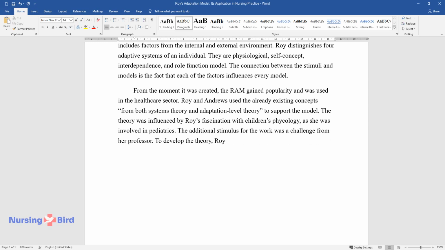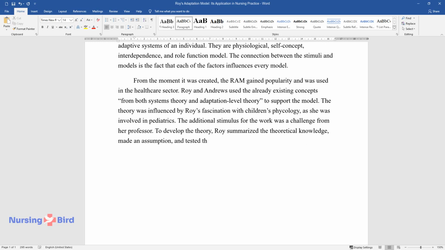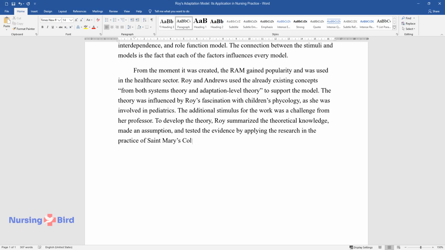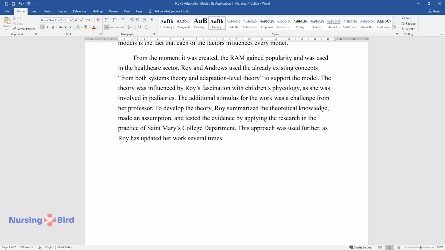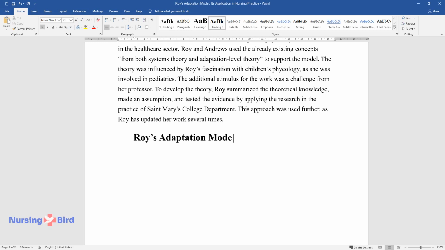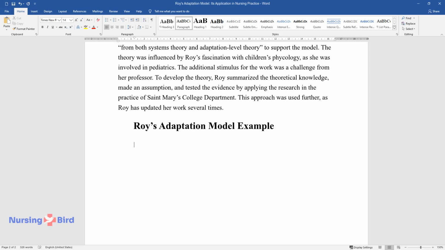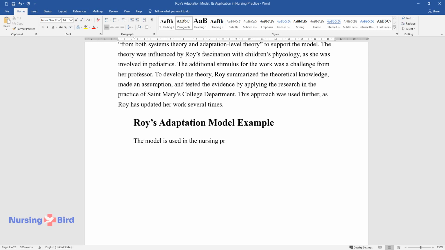To develop the theory, Roy summarized the theoretical knowledge, made an assumption, and tested the evidence by applying the research in the practice of St. Mary's College Department. This approach was used further, as Roy has updated her work several times. Roy's adaptation model example. The model is used in the nursing practice to evaluate patients' condition and ways to improve it.